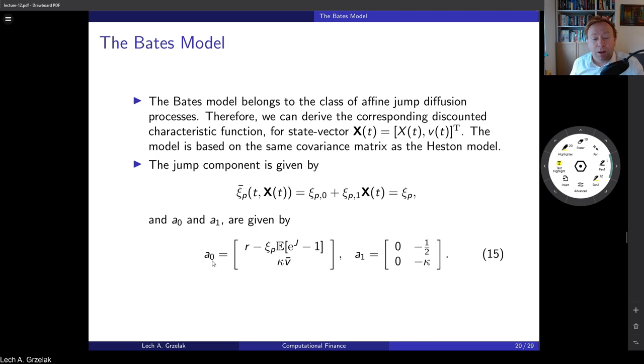The drift, so this is the A that we have seen in this affine jump diffusion framework, A0 and A1, are almost the same, except that we have this additional term which corresponds to jumps. And again, everything is affine, the Bates model is affine, especially since our jumps and Poisson process are independent of anything else.